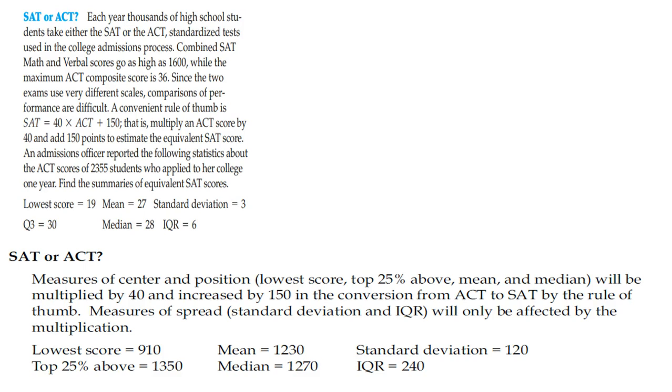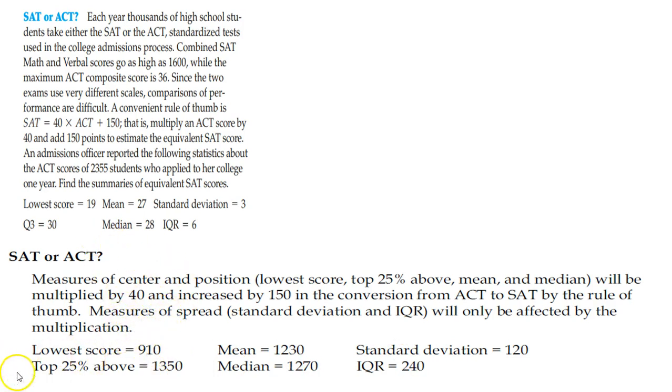So what we're saying here is, if you take these ACT scores that we are given, we're supposed to take the score and multiply it by 40, because everything gets multiplied by 40. But keep in mind, then you add, but you don't change everything with adding. You only change the center and position when you're adding. The ranges, so the interquartile range and standard deviation, stay the same. Everything else will have something added to it.